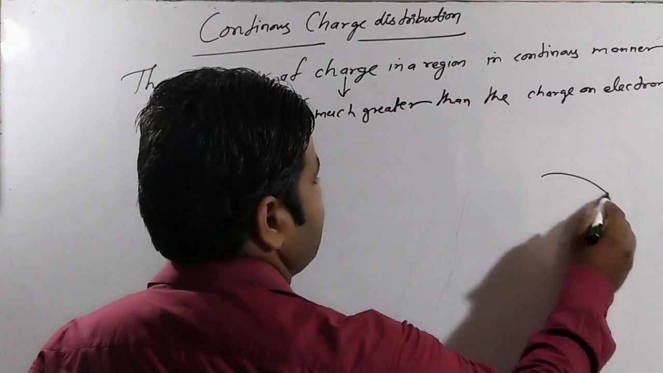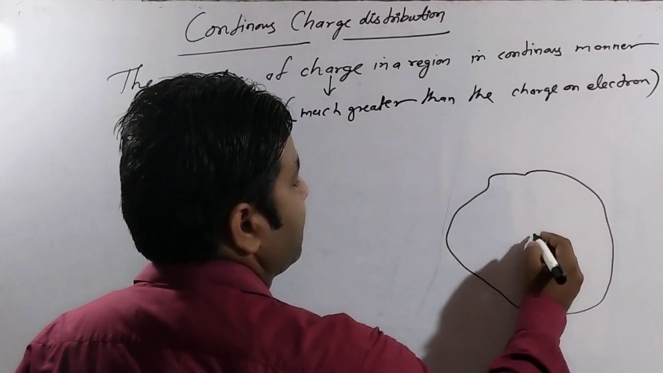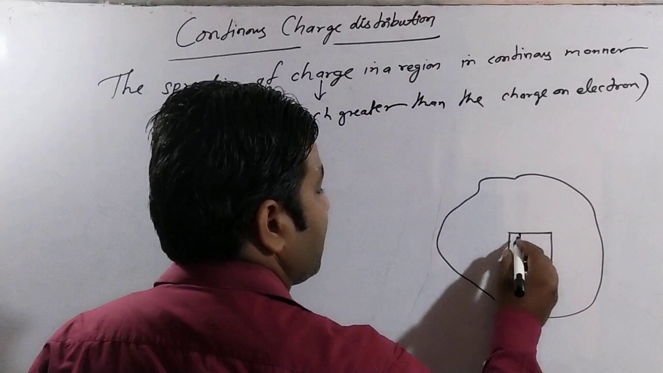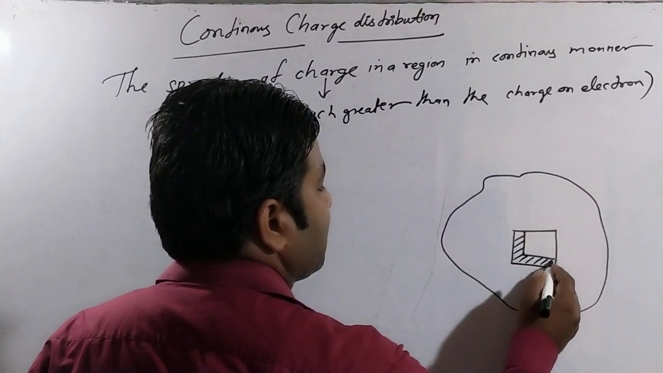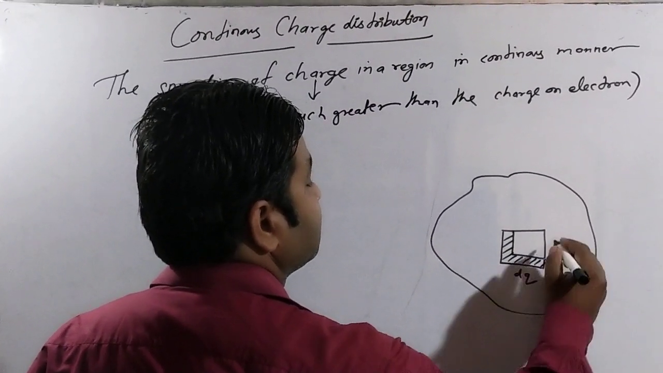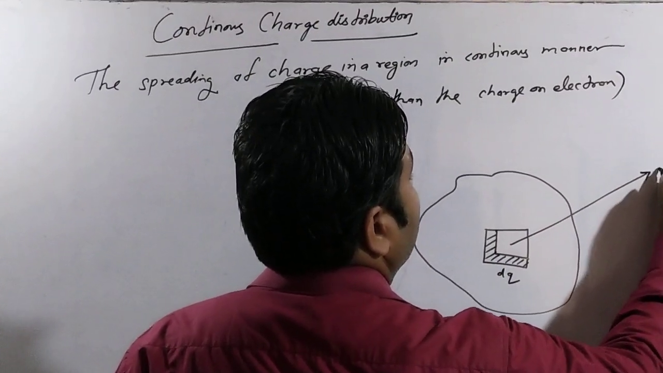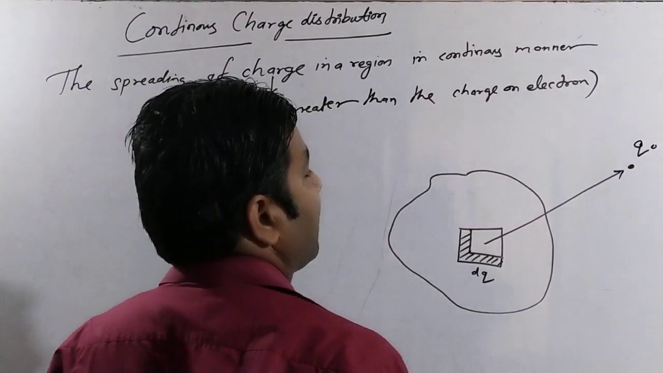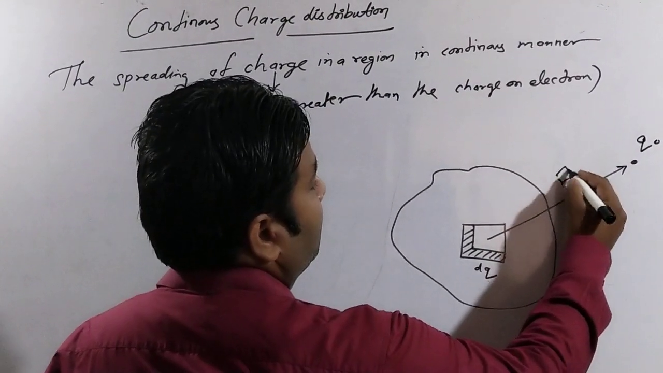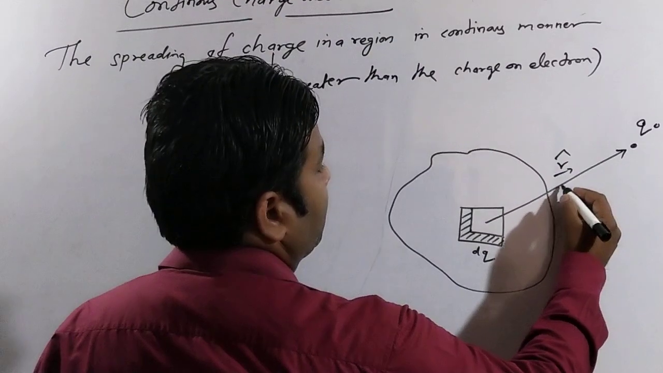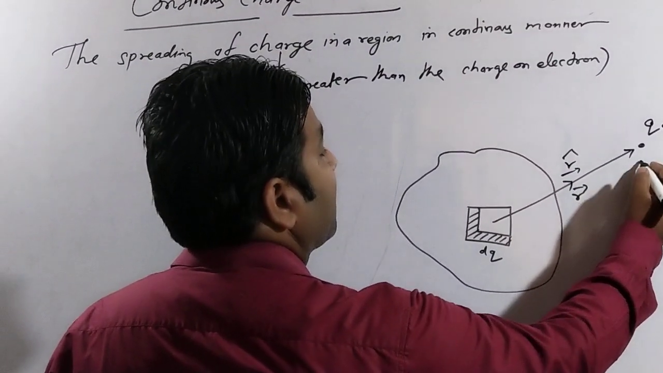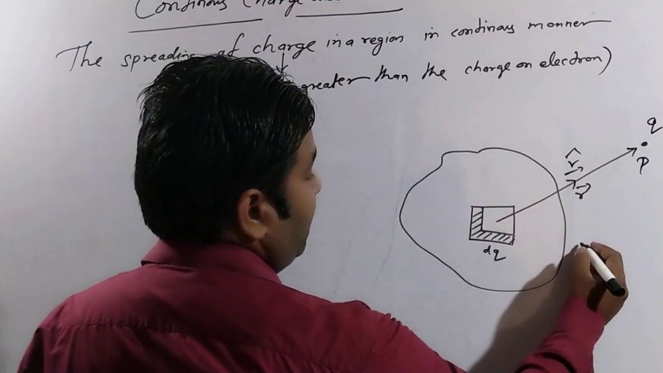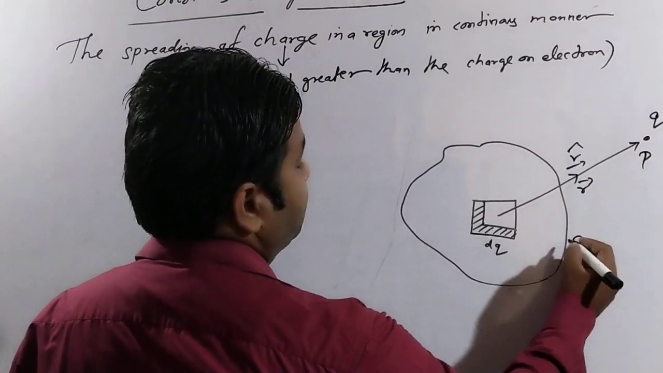Suppose this is a region, and in this region a small amount of charge dq is given, and with the help of this charge we have to calculate the electric force, electrostatic force, and then after calculating electric force we can calculate the electric field.